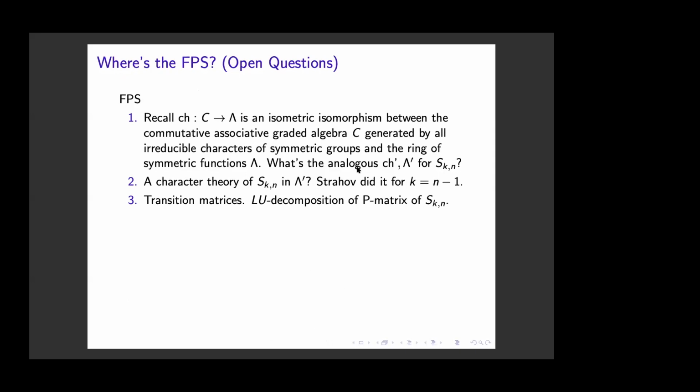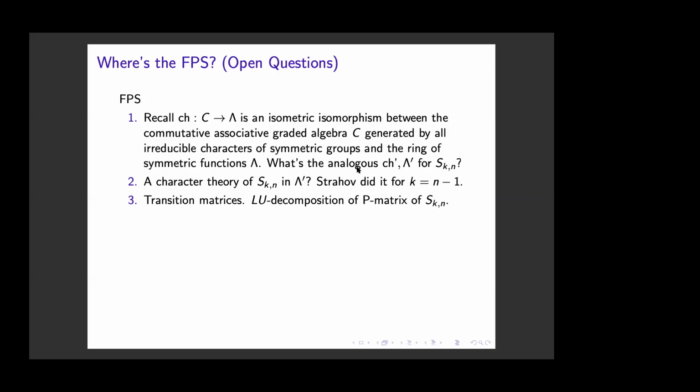I think many of us are probably aware of the characteristic map between this algebra C, which is generated by all irreducible characters of symmetric groups, and the ring of symmetric functions. And so my question is, can we study the P matrix, the characters of injection schemes, from a ring theoretic point of view? Is there an analogous characteristic map in an analogous ring, lambda prime, for S_{K,N}? And can we do some sort of character theory of S_{K,N} in this ring?